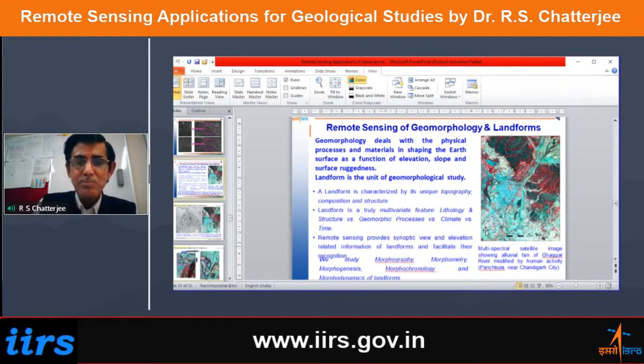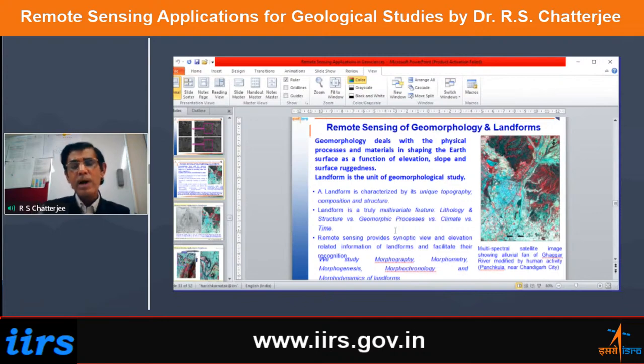Okay, and here the unit of geomorphological study is a landform. And what is a landform? Landform is characterized by its unique topography, composition, and structure, and it is a multivariate feature. And what are those multiple variables responsible for this landform to develop? Here the rock types, geological structures, what are the geomorphic processes operating in this area, what is the climate, and time. Okay, all these variables, all these factors combined give you the landform.